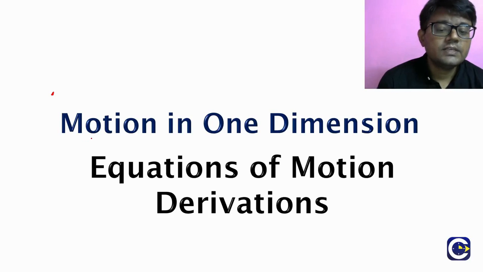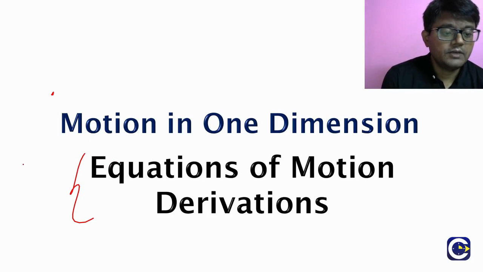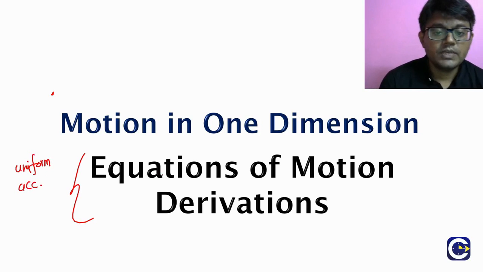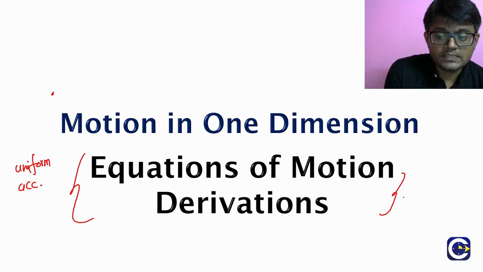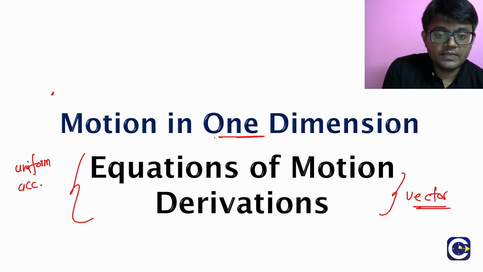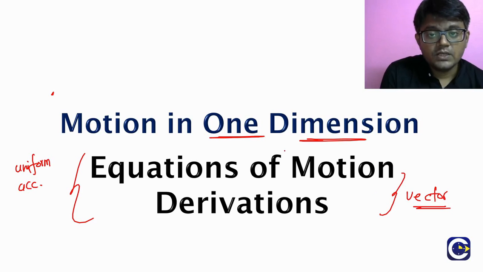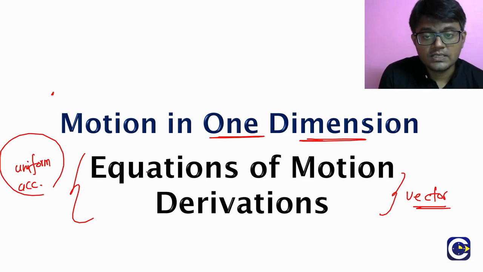Everyone, in this video we are going to look at the derivations for the equations of motion. Now the equations of motion are the equations relating the parameters of motion in the case of uniform acceleration. Here we will do the derivations in a general context, which means we are going to get the vector relations which can be used not only for the one-dimensional case but also for two-dimensional as well as three-dimensional motion, provided the acceleration is constant or uniform.